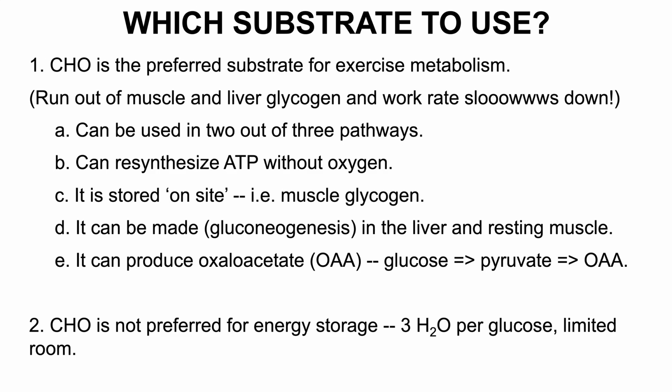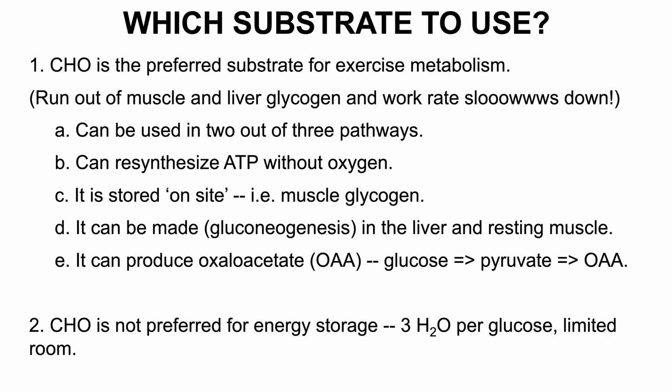Okay, so which substrate to use? It says carbohydrate is the preferred substrate for exercise metabolism. And remember this, it's so important. You run out of muscle and liver glycogen, work rate slows down, which translates into you slow down. Okay? Carbohydrate is what we want for exercise. And when we run out, then we run out. That means our metabolism slows down, which means we slow down.